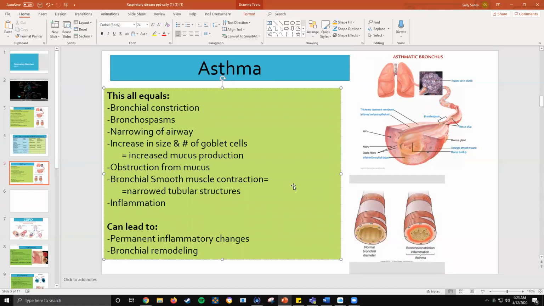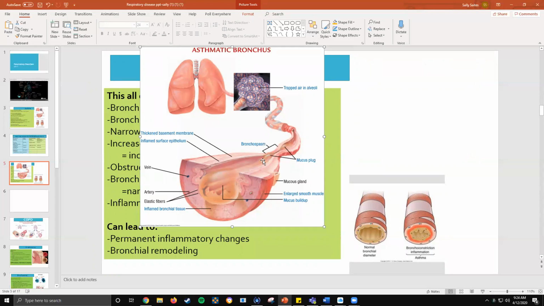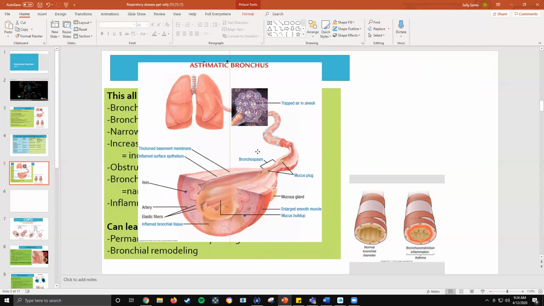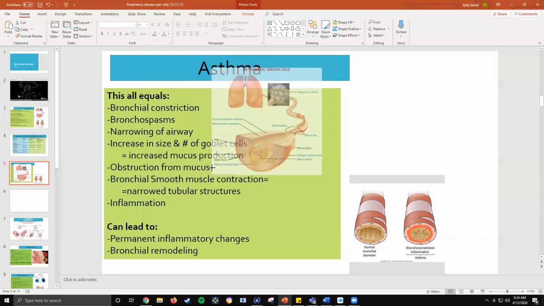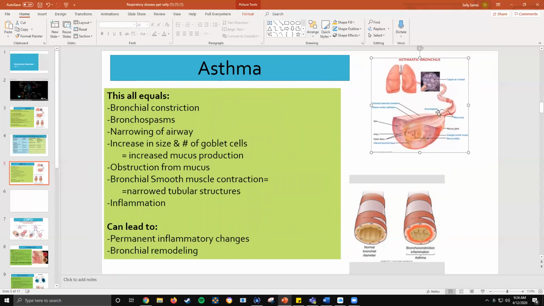Okay, so what does this all mean? It means bronchoconstriction, bronchospasms, narrowing of the airway, and increased mucus production. If this is repeated over and over again, we can get permanent inflammatory changes and bronchial remodeling. The mucus production itself can obstruct the airway. As you can see here, we have a mucus plug, so a large area of mucus, and then with the bronchospasm, it can completely obstruct the airway. So we need to get those bronchodilators and our anti-inflammatories in place to help this from happening.